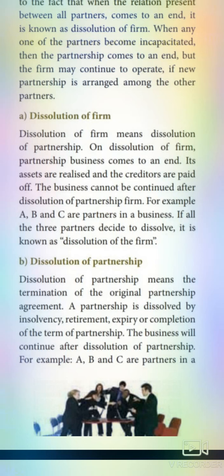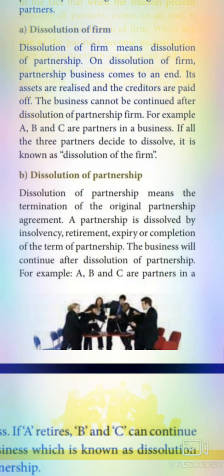Dissolution of firm means the partnership itself comes to an end. Its assets are usually realized and the creditors are paid off. So the business cannot be continued after dissolution of the firm. For example, A, B, C are partners in the firm. If all the three partners decide to dissolve, it is known as dissolution of firm. Then there is no partnership at all. Now let us see the dissolution of partnership.